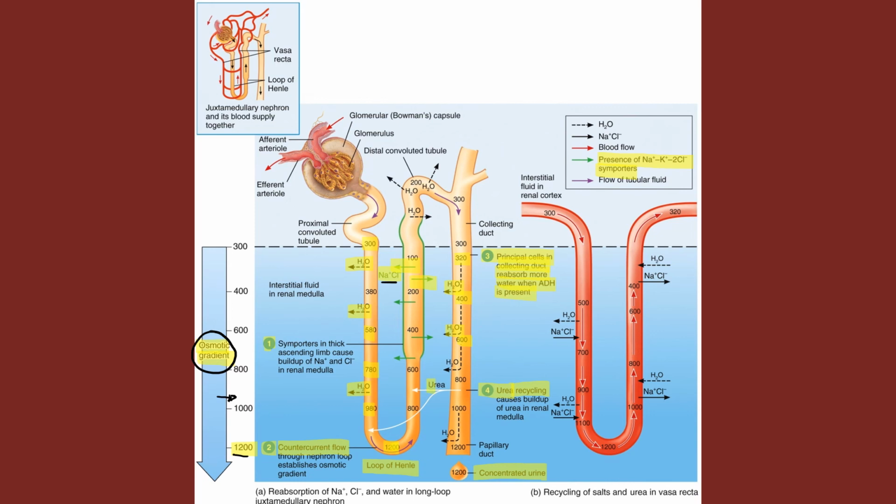So urea leaves the collecting duct in this area, becomes accumulated in the interstitial fluid, and some of it will diffuse into the tubular fluid, into the descending and thin ascending limbs of the long nephron loops, which are going to be permeable to urea. But this just also adds to the osmotic gradient. So that by the end, we have very concentrated urine here at about 1200 milliosmoles per liter.